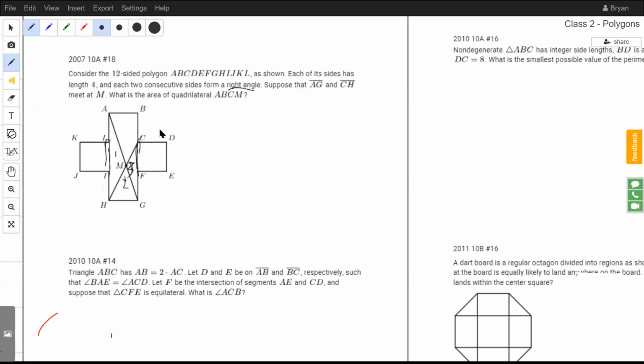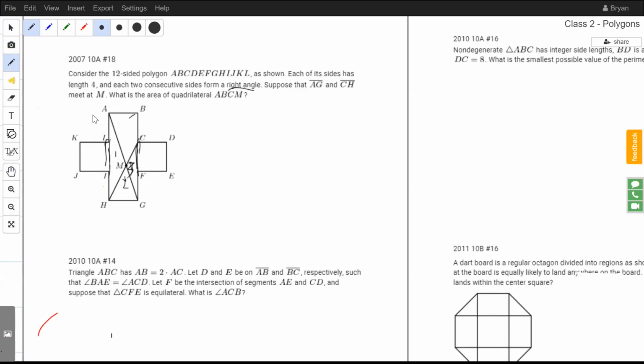Because there really isn't a great way to find the area of ABCM, as it's not a regular shape, and there isn't a great way to dissect it either. Maybe you could extend and cut off that area, but we're not going to do that method. We're going to do this one.